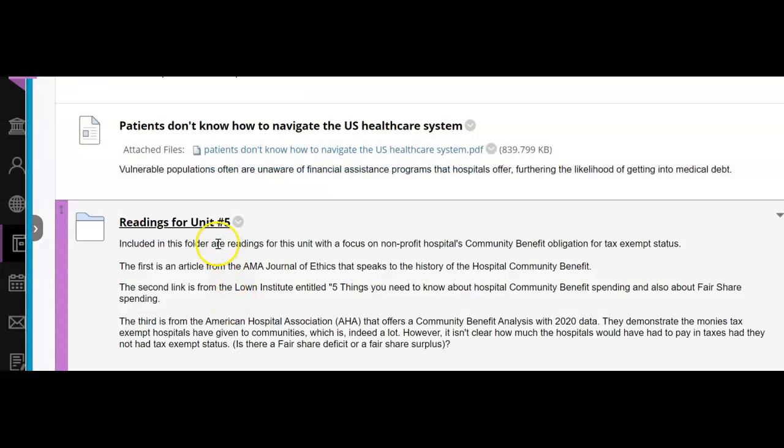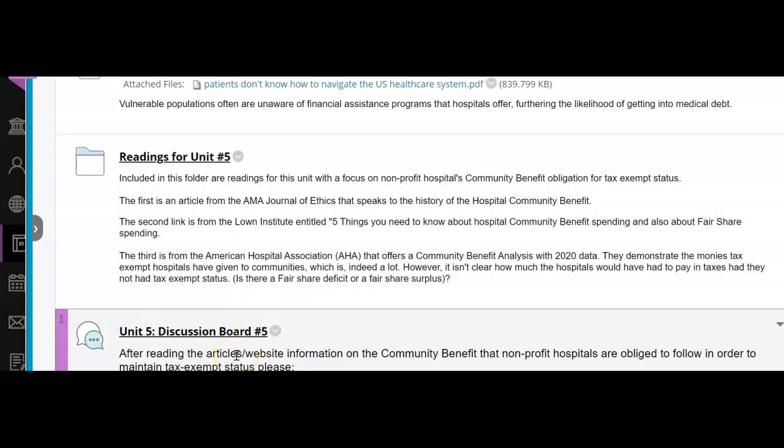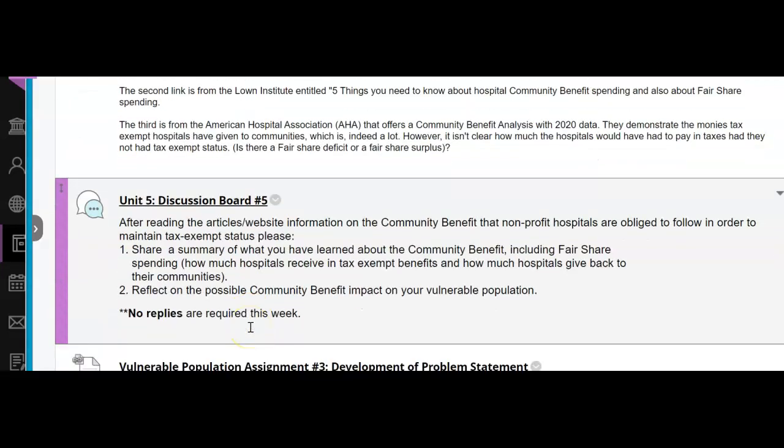Then there are readings in this unit. You're going to want to read these articles prior to doing the discussion board. So let's look at the discussion board first. It's speaking to, again, the community benefit that nonprofit hospitals are obliged to follow in order to maintain tax exempt status. What I'm asking you to do is, and no replies are required this week, share a summary of what you learned about the community benefit.